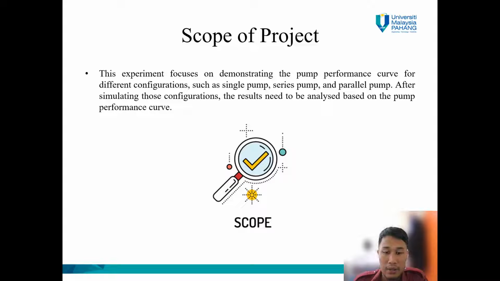After that, the scope of project for this experiment is to focus on demonstrating the pump performance curve for different configurations, as I just mentioned, which are single pump, series pump and parallel pump. After we simulate those configurations, the results need to be analyzed based on the pump performance curve. So this is the whole scope of our project.